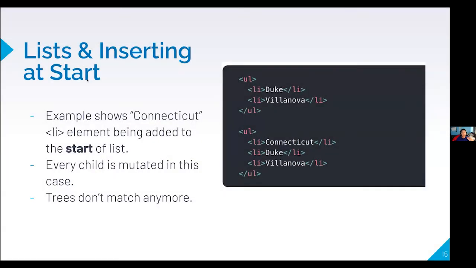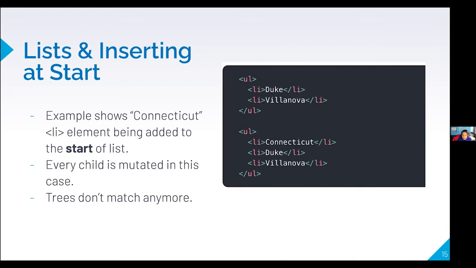Now if we go to the start of it, you can see this is the same list, but it's adding Connecticut to this list of cities. Or, is that a state? It's just random names. It's adding to the beginning of the list. Now React is actually not very good at this, and they even go as far as saying in their documentation that it is a naive way of adding things. I don't know why they chose that verbiage, but it is what it is. So this example shows it adding at the beginning, and in this case it's mutating every child because the trees don't match at all anymore.